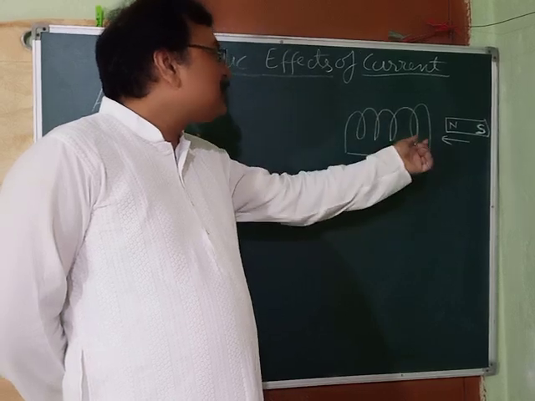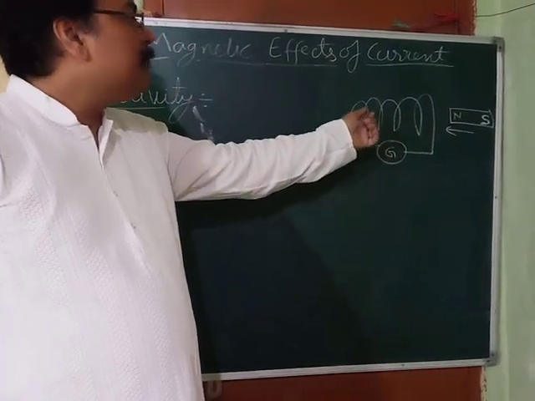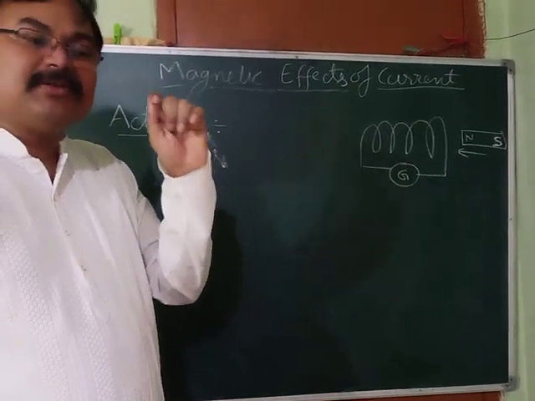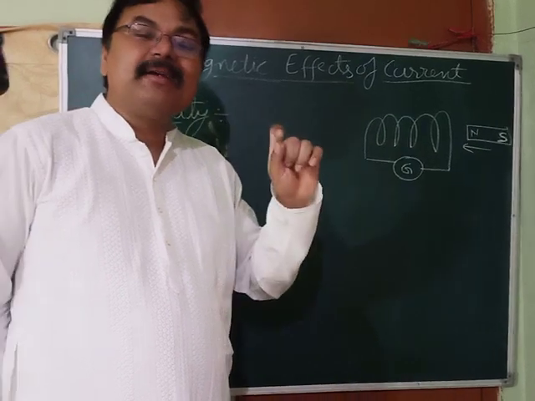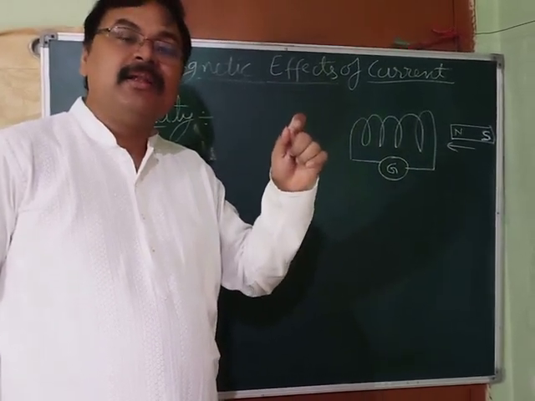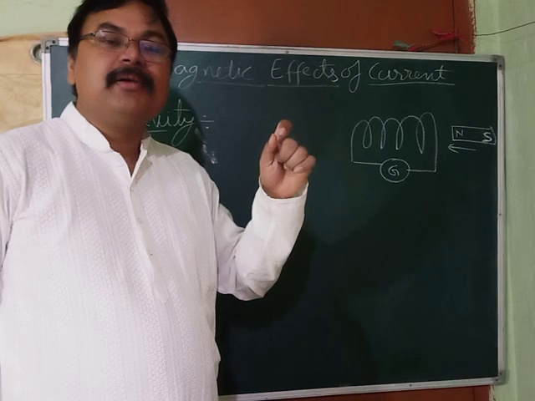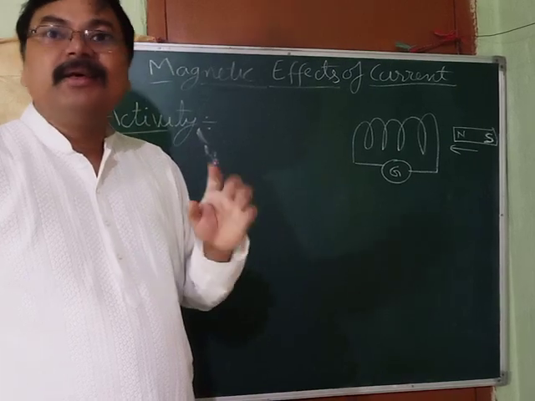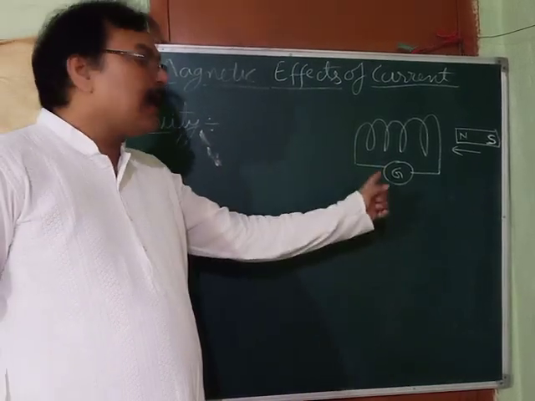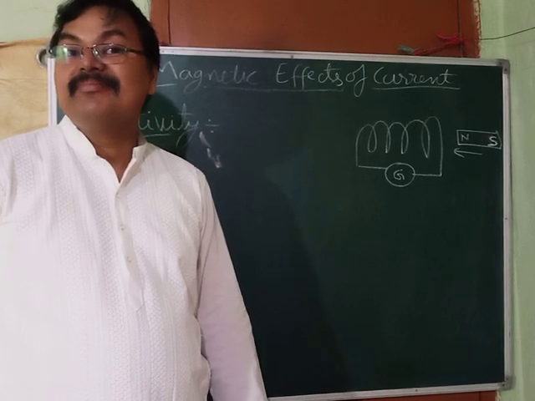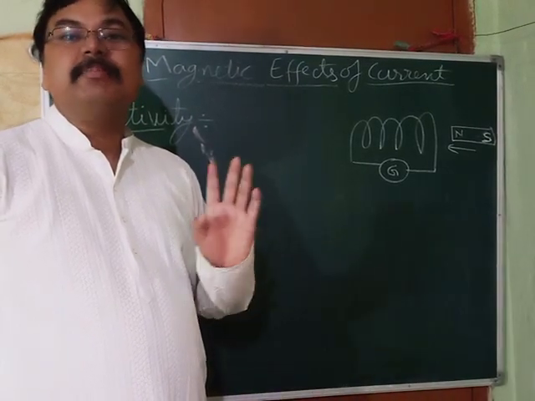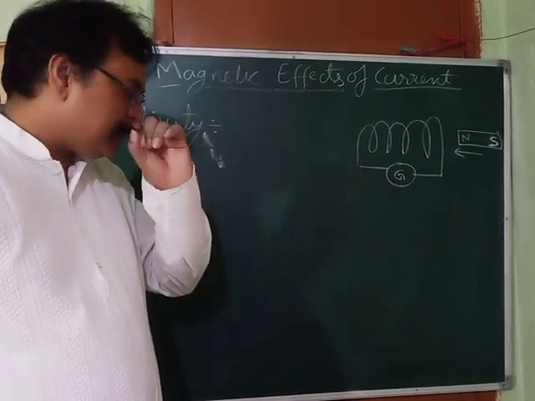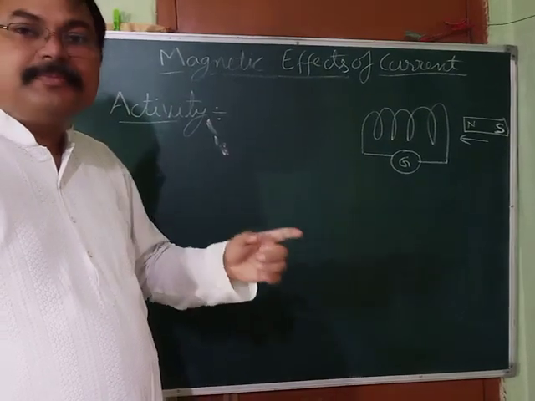As soon as the bar magnet reaches inside the coil, if the bar magnet is stopped in the coil, then the galvanometer shows no deflection. It means that no current is induced. Right? Now write the next step.